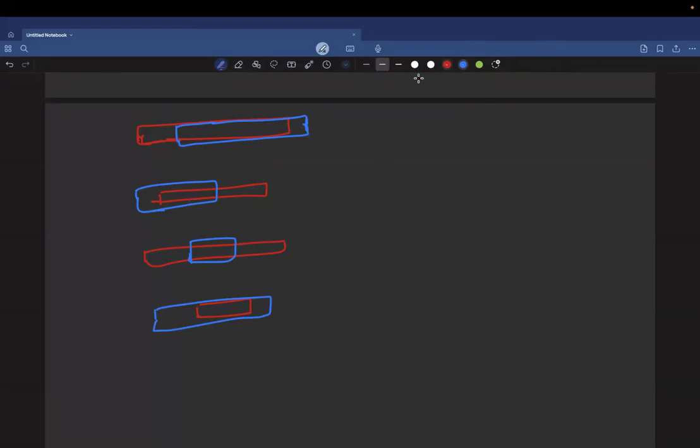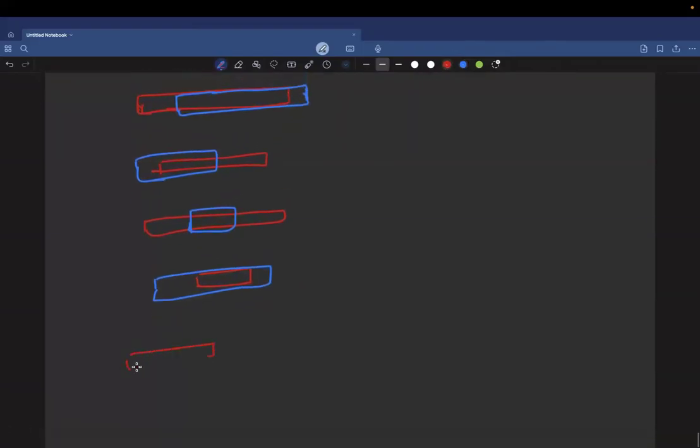Actually, there is one more case. There are two more cases, like two intervals having nothing in common, and two intervals having nothing in common in this way as well.